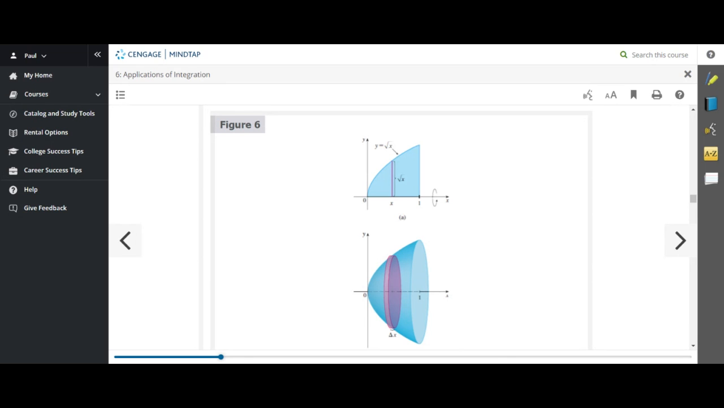So the cross-sectional area of every disc is a circle, and the circle has an area of pi r squared. Well, what's r? Look at the first picture in figure 6. Do you see the radius equals square root of x? That would be your radius. Are there any questions on that? No, that made it much more clear. Thank you. Okay, good.